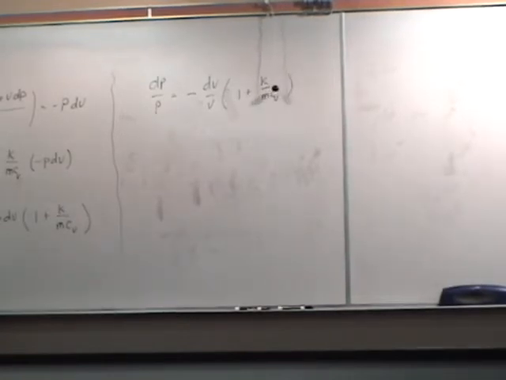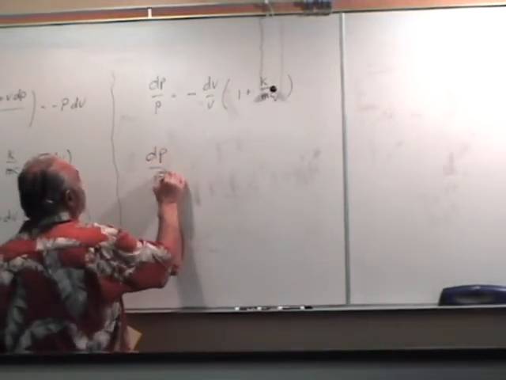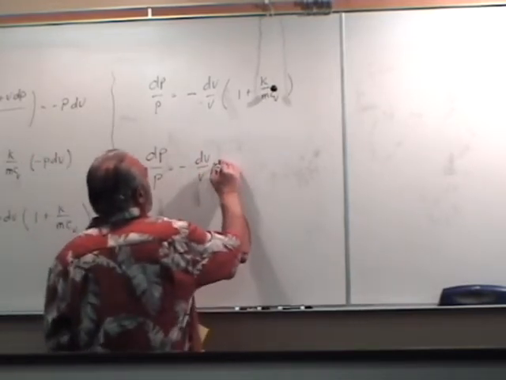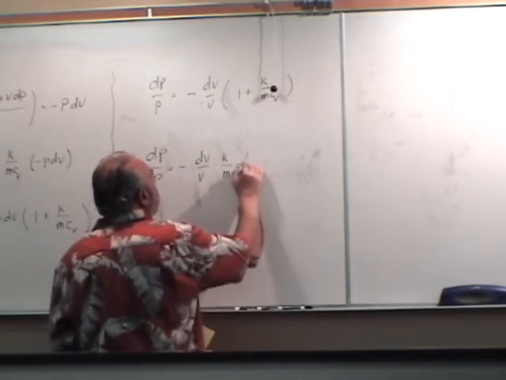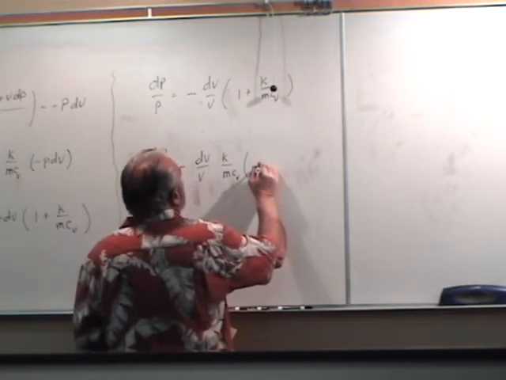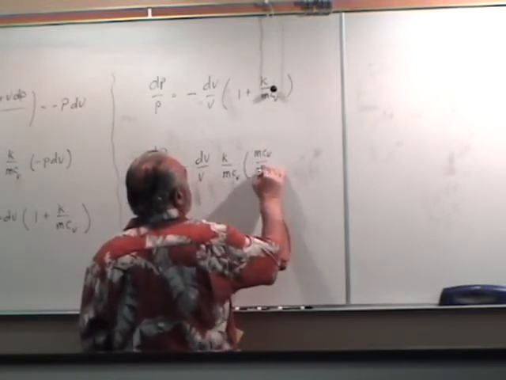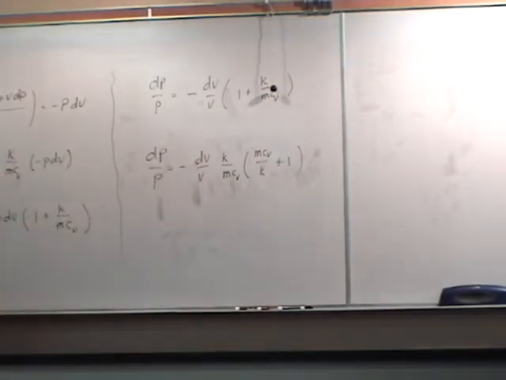Now, if I factor out k over m c sub v in both places, dV over V times k over m c sub v, and then this will be, of course, m c sub v over k plus 1. Looking fine to me. I don't know what looked funny on my notes.